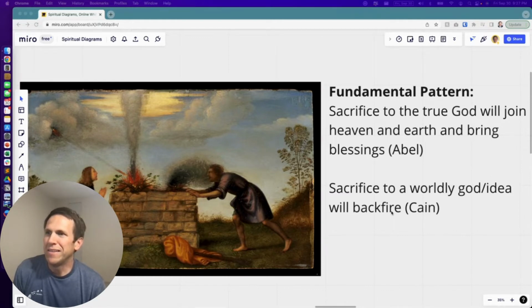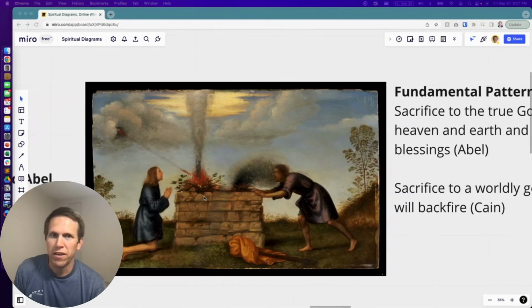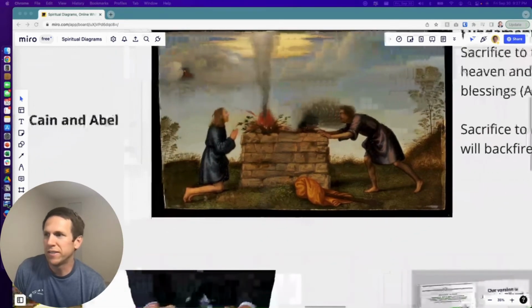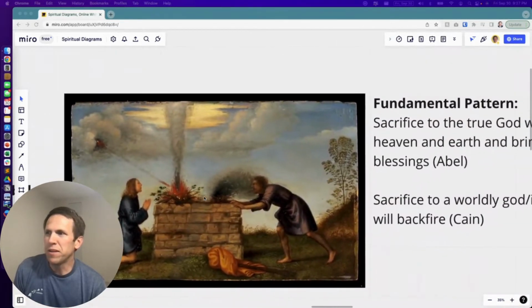And it's because of this that it goes well for Abel. His sacrifice is accepted. He's blessed with flocks and herds. In Cain, his sacrifice is not accepted. It blows up in his face, just like this picture shows. And then he gets bitter. He turns angry and ends up slaying Abel. And it's all because he's sacrificing to the wrong God.